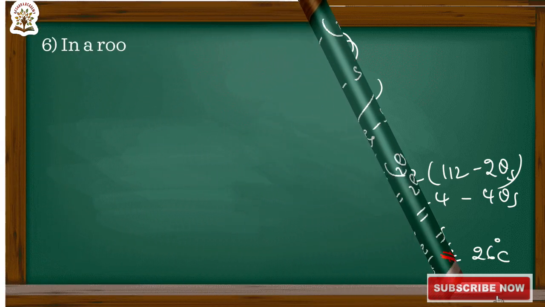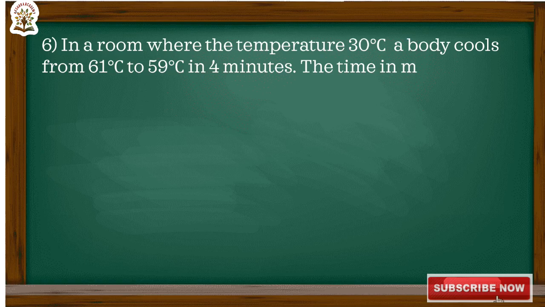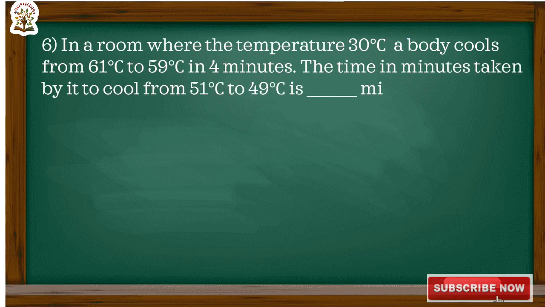This is the final. Next question: in a room where the temperature is 30 degree centigrade, a body cools from 61 to 59 degree centigrade in 4 minutes. The time in minutes taken by it to cool from 51 to 49 degree centigrade is dash minutes. You have to calculate. Given temperature 30 degree centigrade, a body cools from 61 to 59 in 4 minutes. The time in minutes taken to cool from 51 to 49 degree centigrade, we have to calculate.